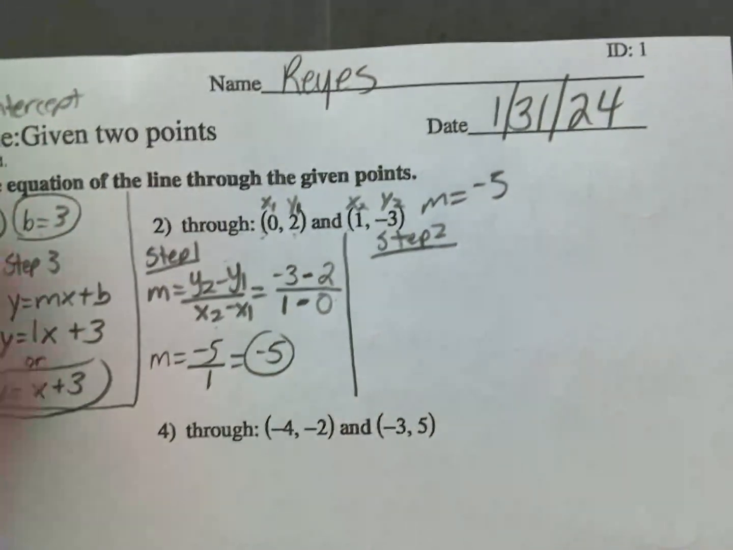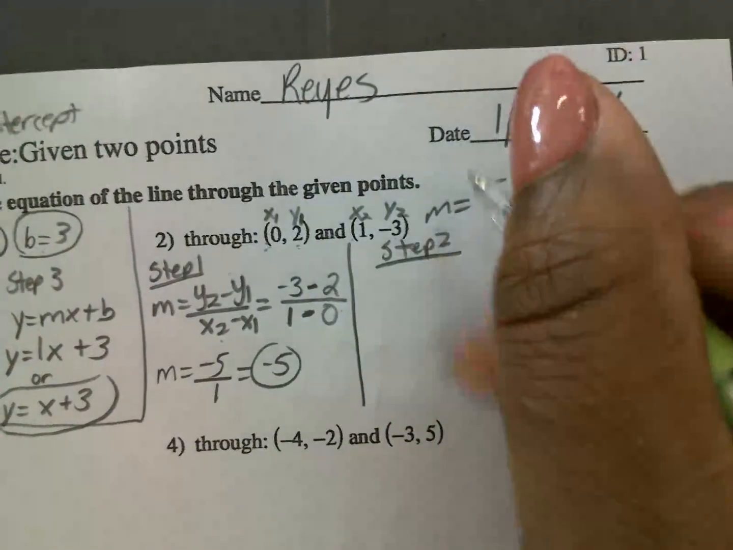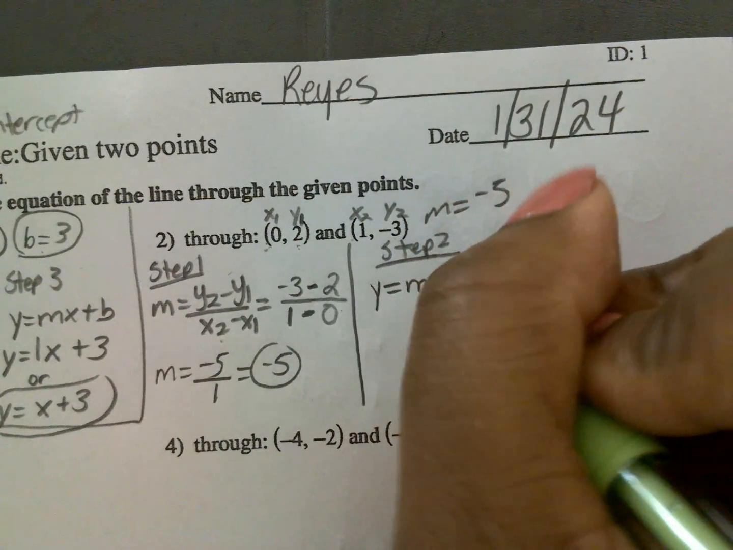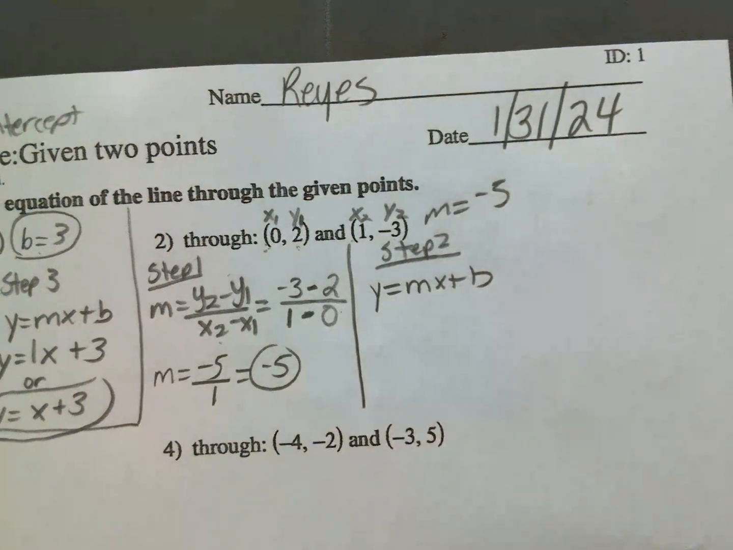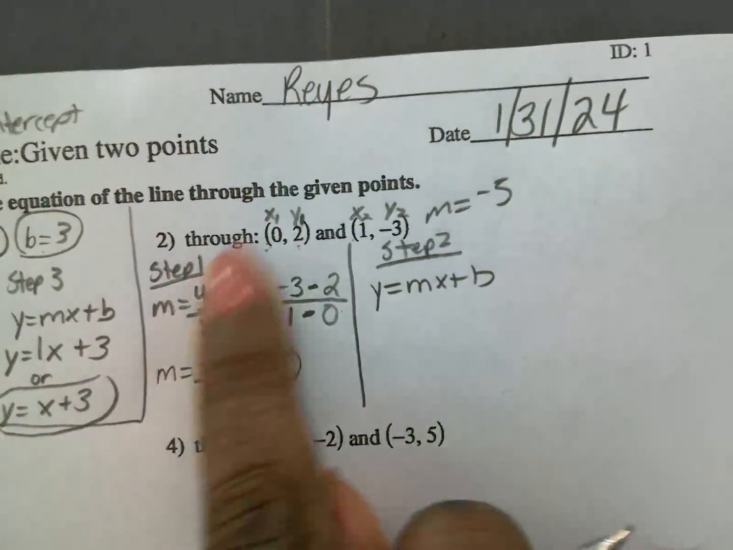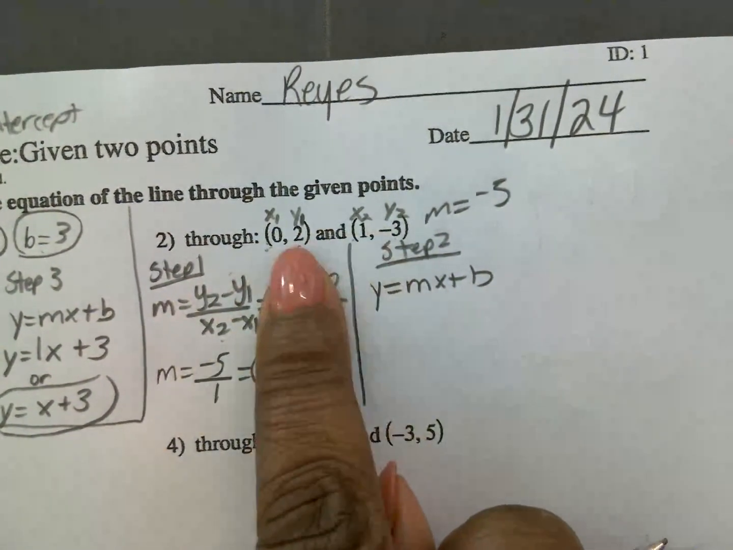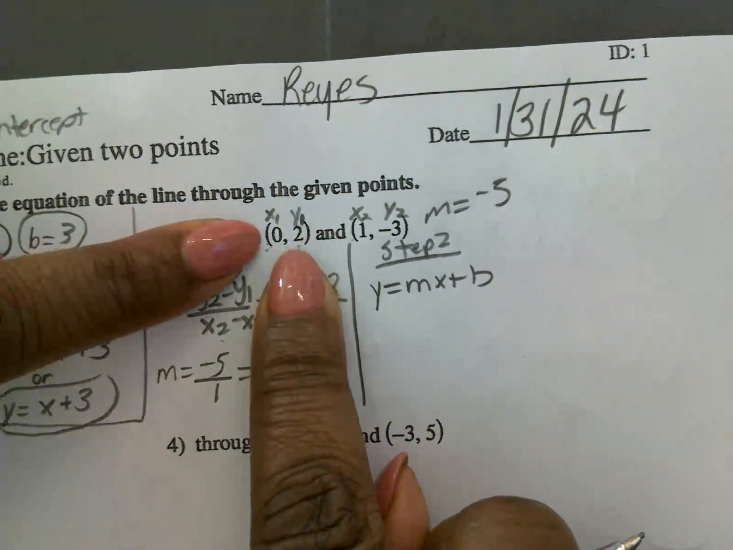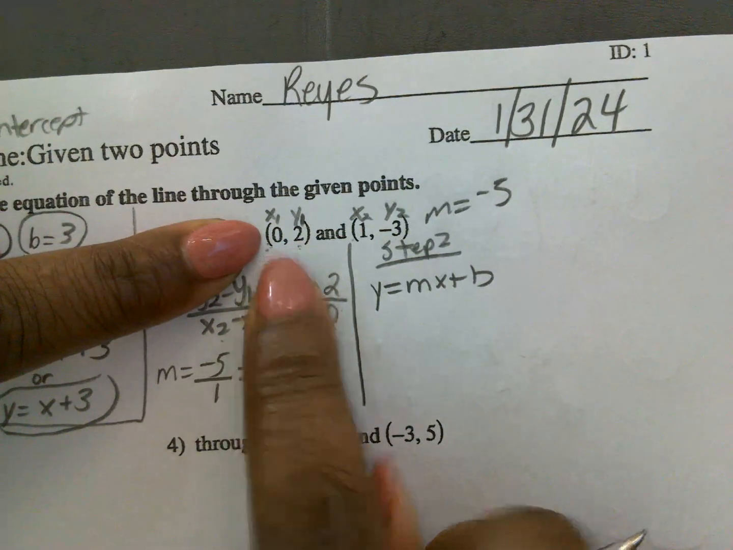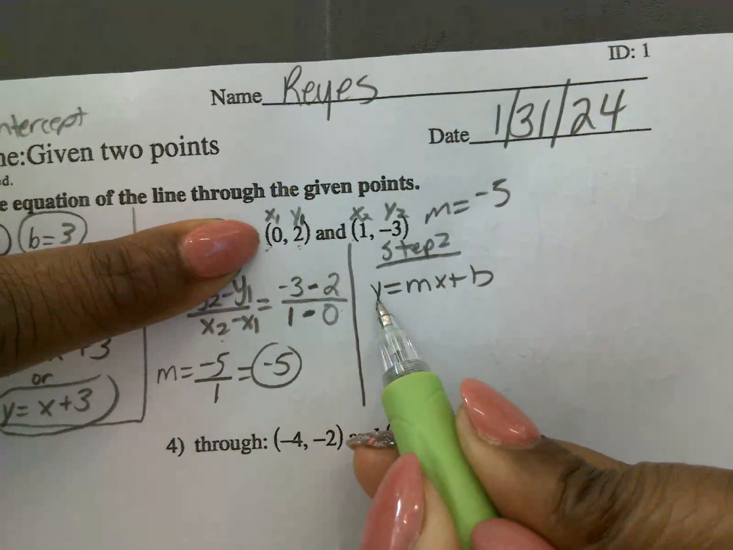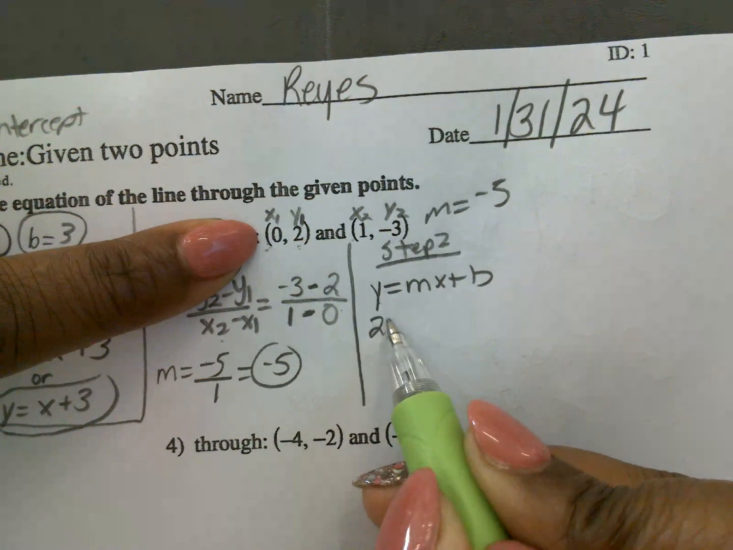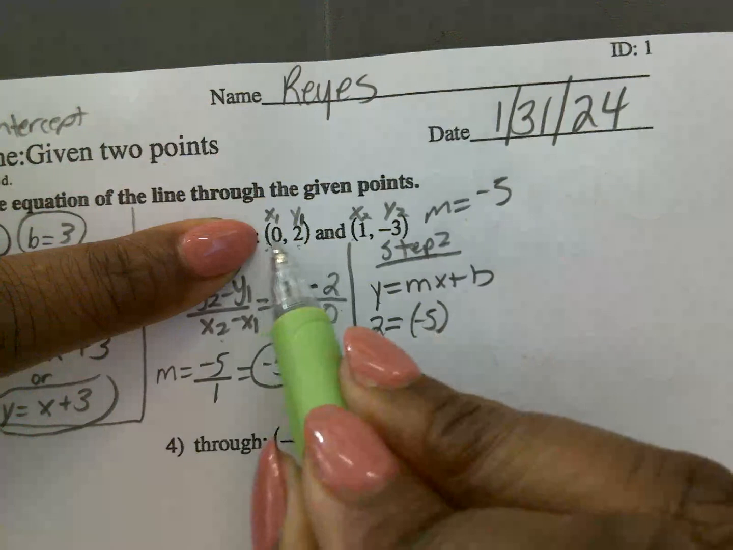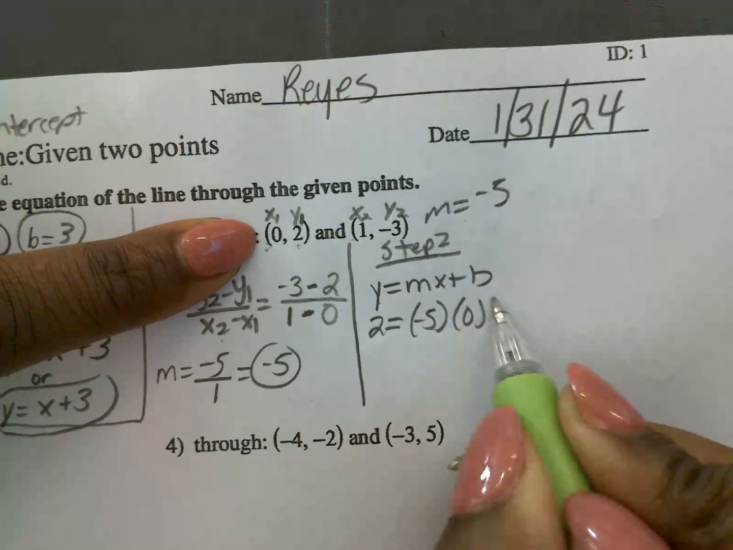Now we're going to find the y-intercept. So remember, you're going to use slope-intercept form, y equals mx plus b. You're going to pick one of these points. It doesn't matter which point you use. Let's go with this one, okay? Because these numbers are easier. So we're going to substitute a value for y, that's 2, equals the value for m is -5 this time, and the value for x is 0, plus b.